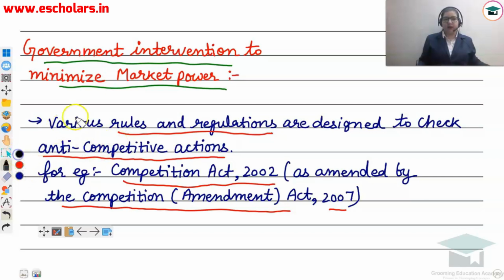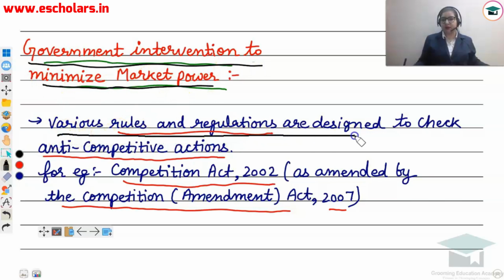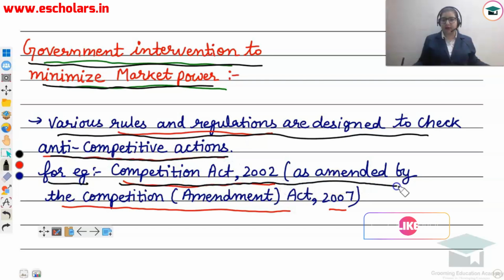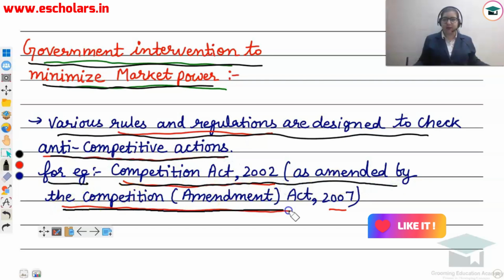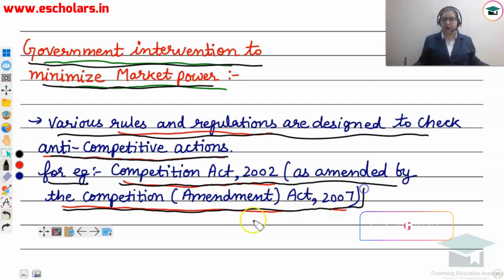Okay, so let's recall it till now. Government intervention to minimize market power. Various rules and regulations are designed to check anti-competitive actions. For example, the Competition Act 2002 as amended by the Competition Amendment Act 2007.